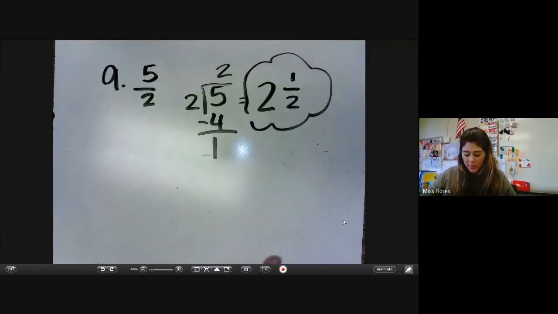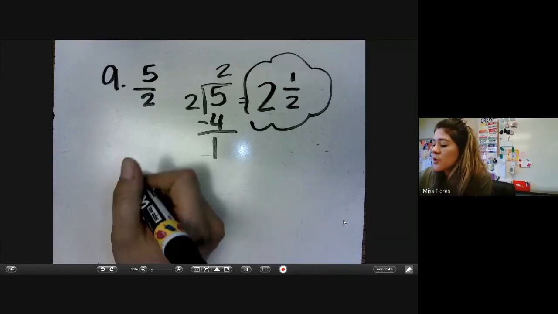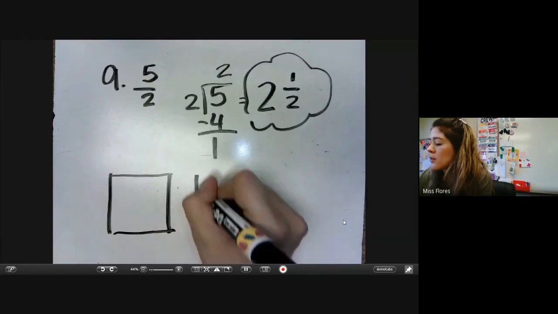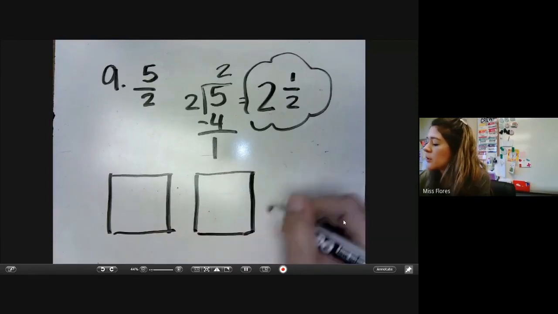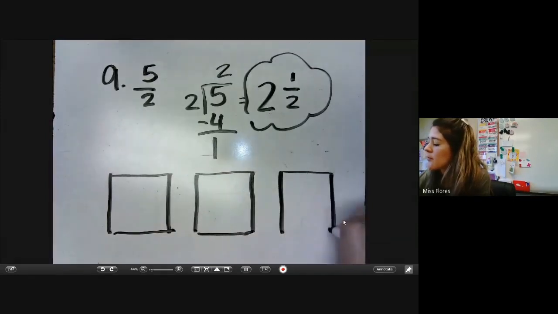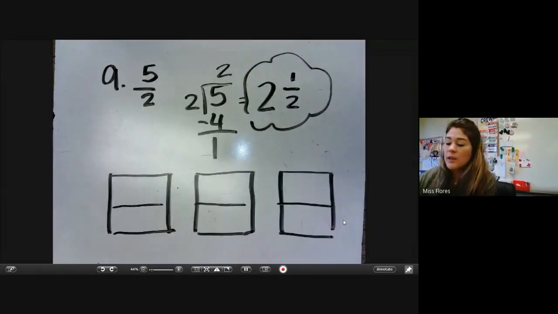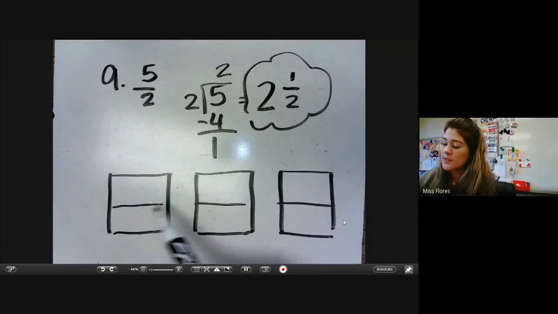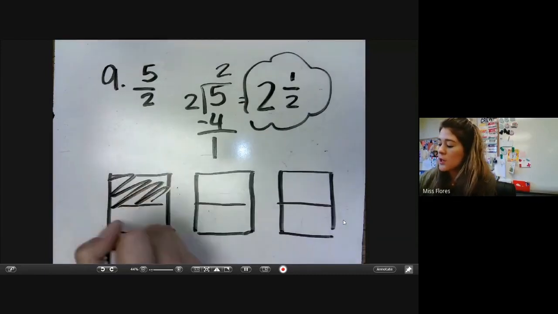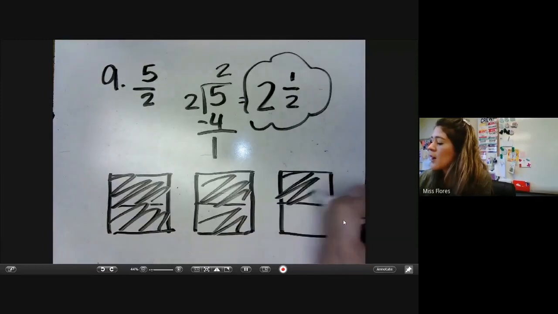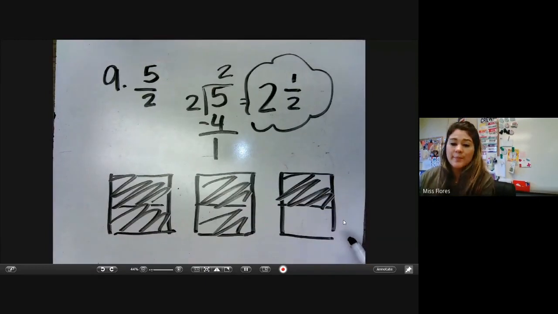Then it says to draw a picture, okay? So if we draw a picture, I need at least 1, 2 for my whole number, and another square for my fraction, okay? And they all need to be in 2 pieces because that's our denominator. So I'm going to shade in 1, 2, 3, 4, and 5 pieces.